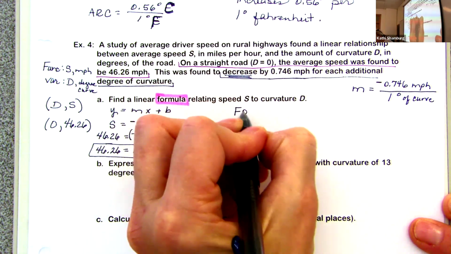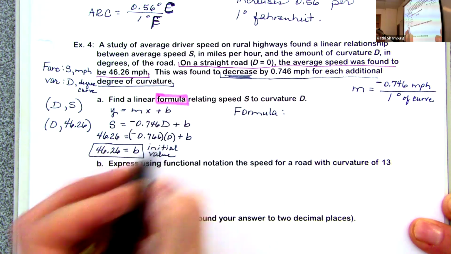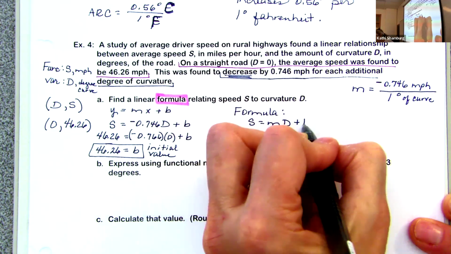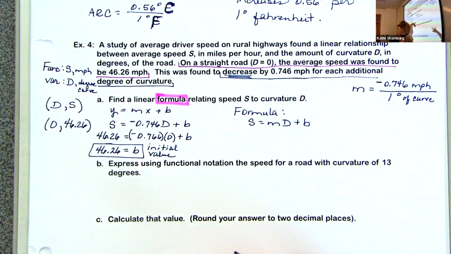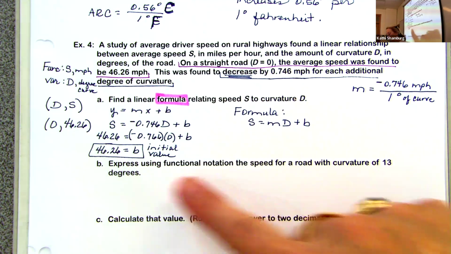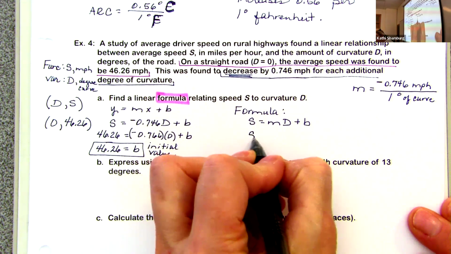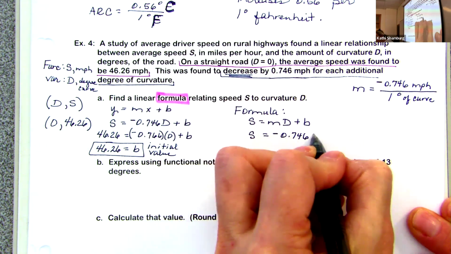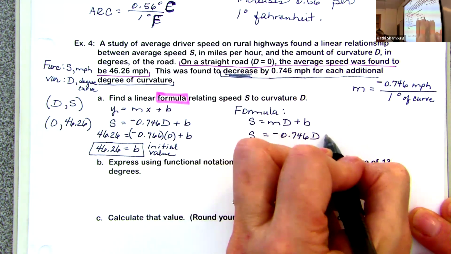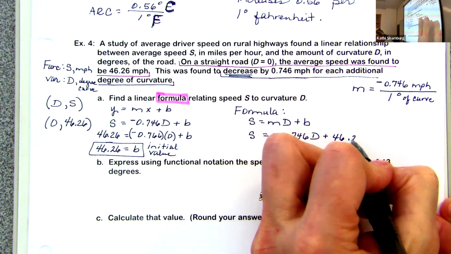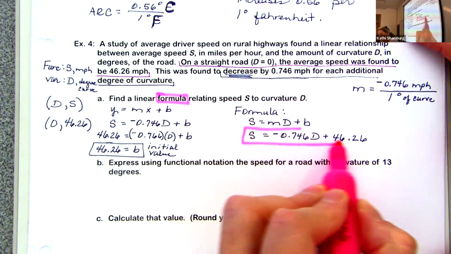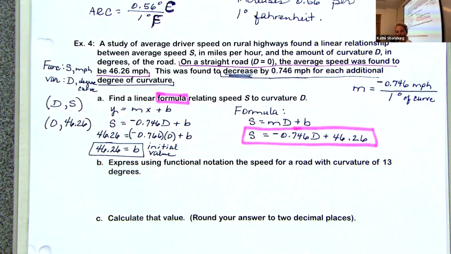So now we have all the pieces to write the formula, which again is S equals mD plus b. But the only two we substitute numerical values in for are the slope and the initial value. So S equals negative 0.746 D, and this is positive, so plus 46.26. Okay.